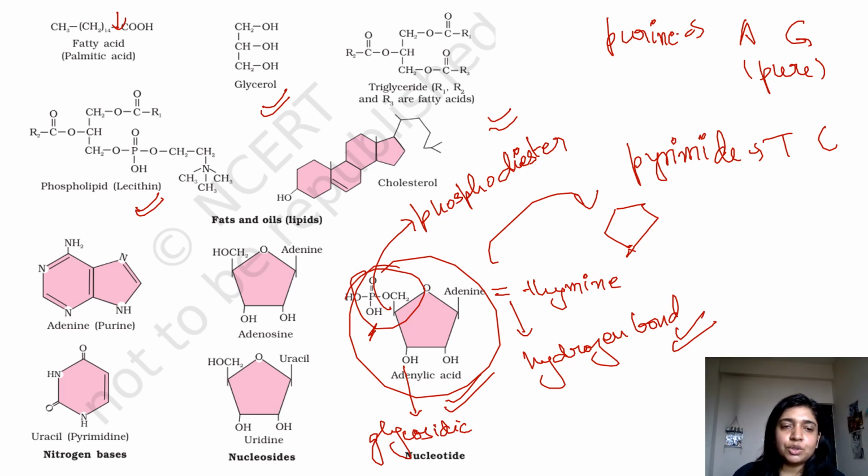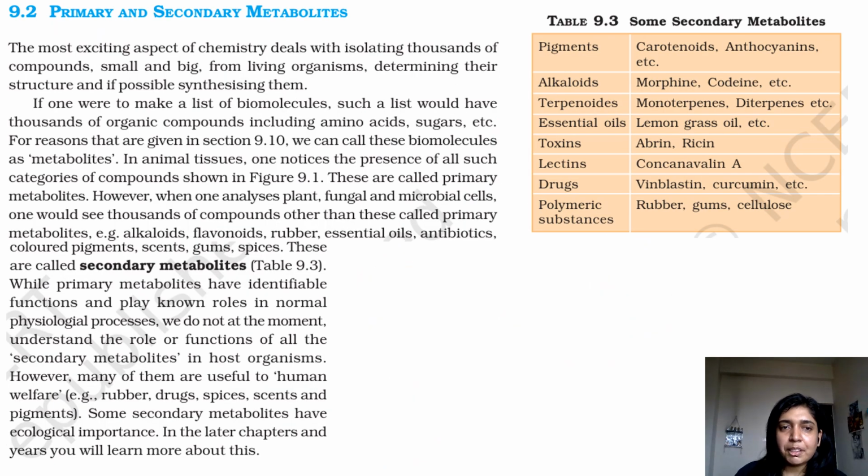All right, and also purine structures have more rings. So whenever we are talking about a two ring structure, it will come under purine, and similarly, a one ring structure will come under pyrimidine. So let's move on.